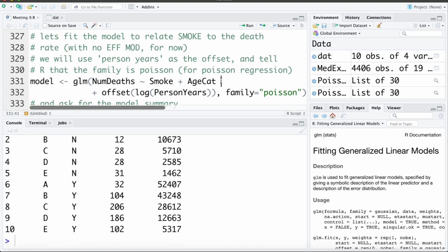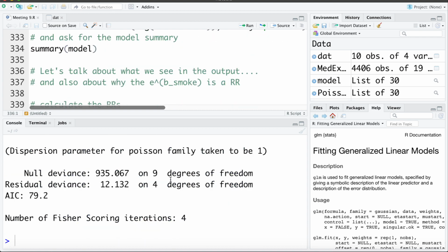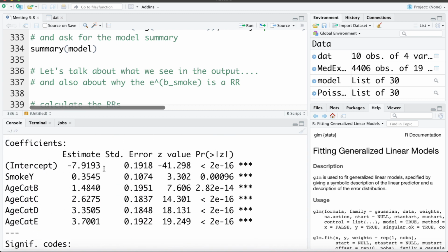So let's look at fitting that model. I'm going to save it in an object called model. And now let's ask for a summary of the model. Here's the model output. Now in a separate video, we're going to take this model output and work with it a bit. This is the model's intercept, the coefficient for smoking, and the coefficients for the different age categories.